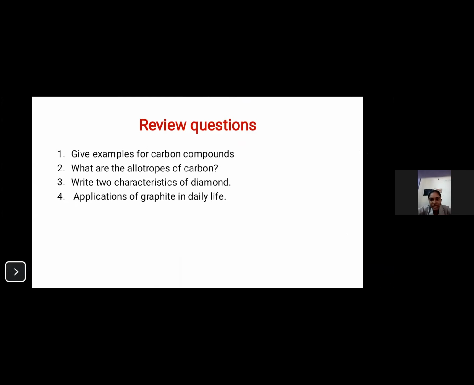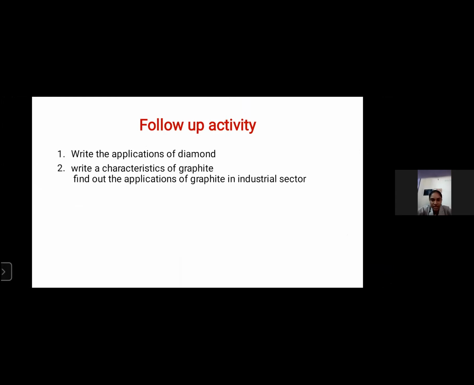The first question is, give examples of carbon compounds. Second, what are the allotropes of carbon? Third, write 2 characteristics of diamond. And the fourth question is, applications of graphite in daily life. You can answer all these 4 questions based on the topics we have discussed today.